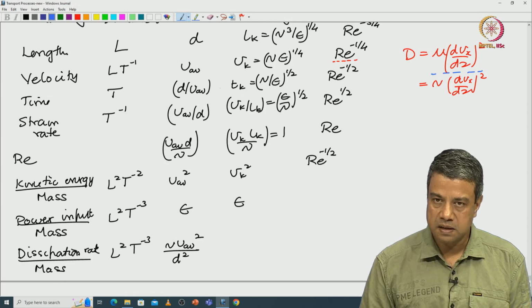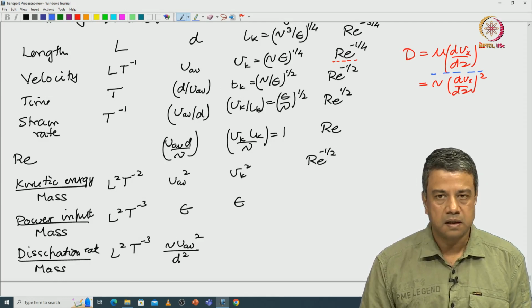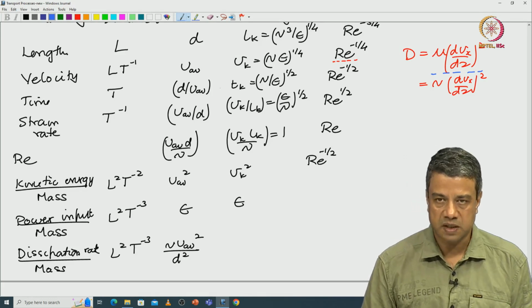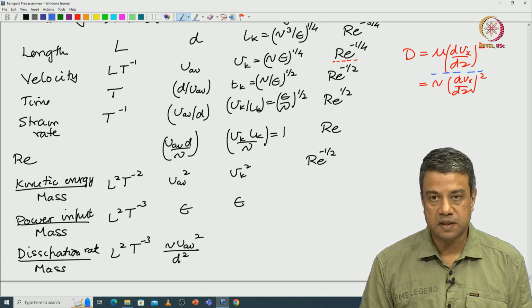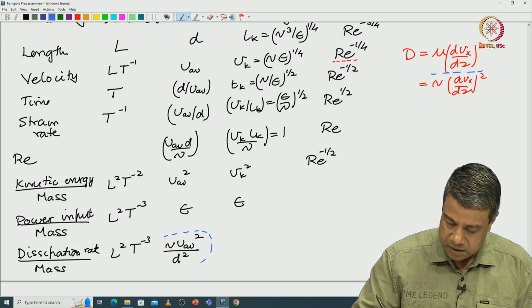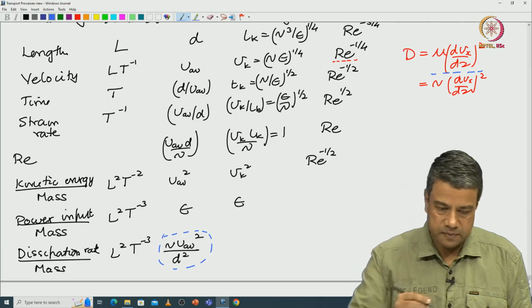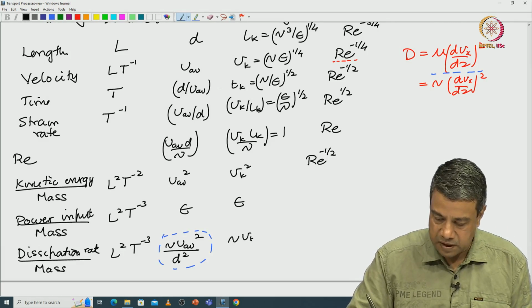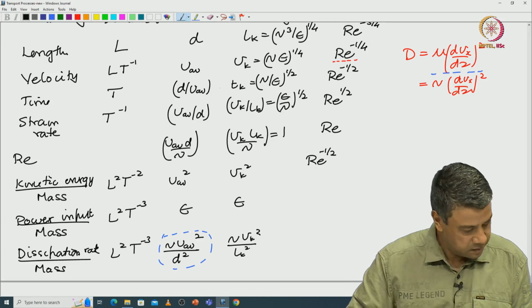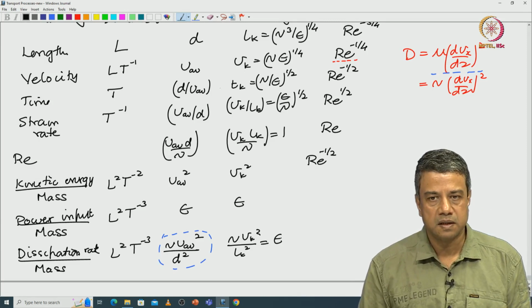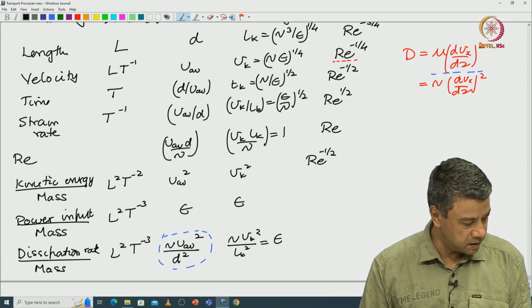Per unit mass, divide by the density. Energy dissipation rate per unit volume divided by density will give you the energy dissipation rate per unit mass, equal to nu into (dVx by dz) the whole square, which will scale as nu into V average square divided by d square for this case. For the Kolmogorov scale, this is equal to nu into Vk square by Lk square. And this has to be equal to epsilon, because energy put in has to be dissipated.